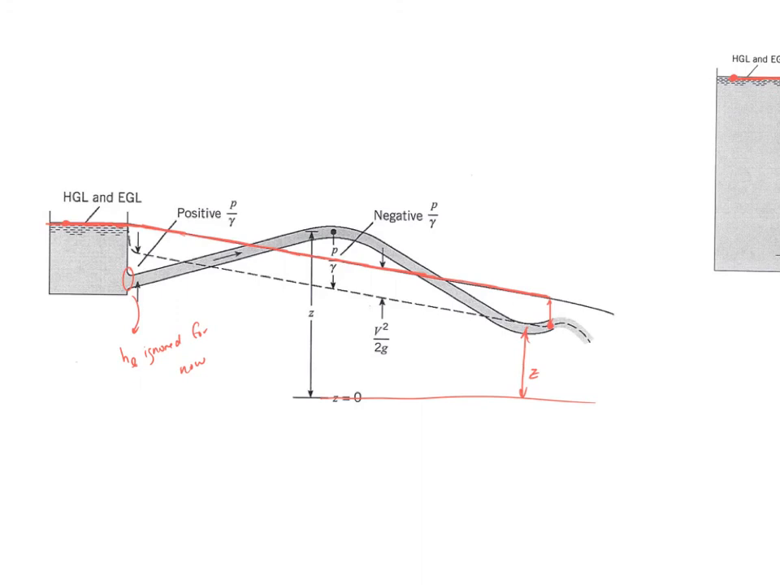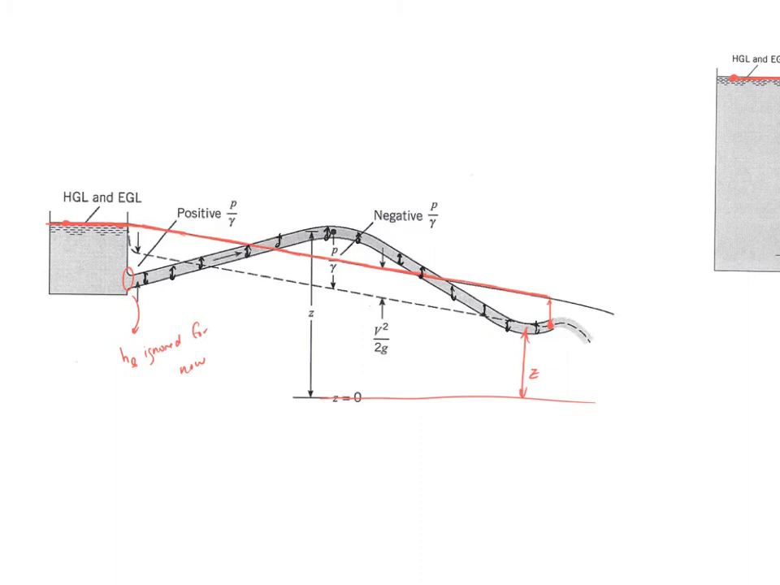So we've got a... let's see. So again, we already have the EGL. So to get the HGL, all we need to do is subtract V squared on 2g. So we're going to come in here and look at it and say, okay, is the pipe changing in cross-sectional area? It appears not to be, right? Usually on a test, I'll have to tell you, or it'll have to be very clear whether or not the cross-sectional area is changing. But in this case, it's the same everywhere, right?